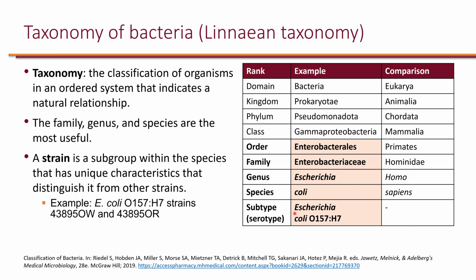For example, E. coli is the species, and E. coli O157:H7 is one of the subtypes of E. coli, and that itself can have different strains. For example, these strains are identified by a sequence number. So that's an example of strains.